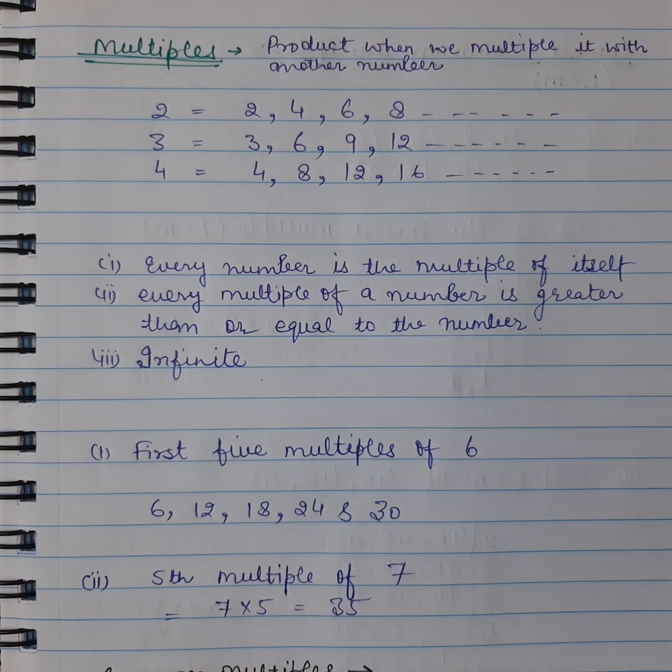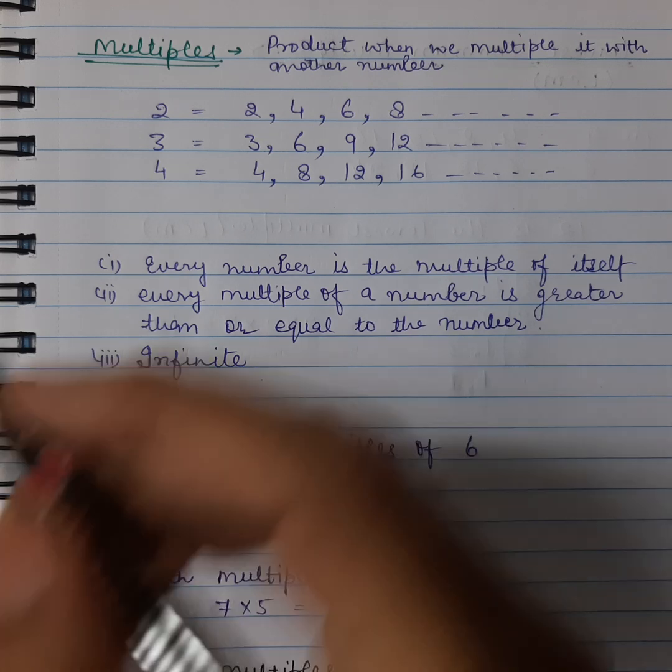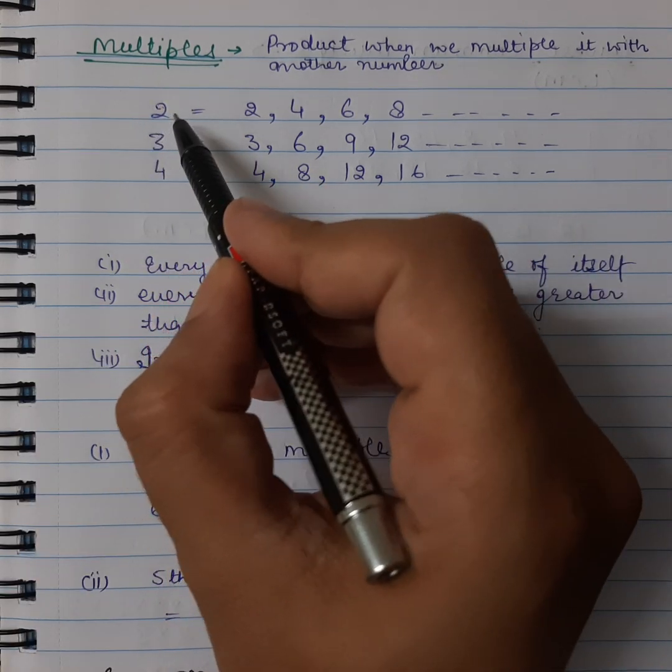Hi, let's learn multiples. A multiple is the product of a number when it is multiplied with another number. So when a number is multiplied by another number, we call it a multiple. Let's learn it with the help of an example.